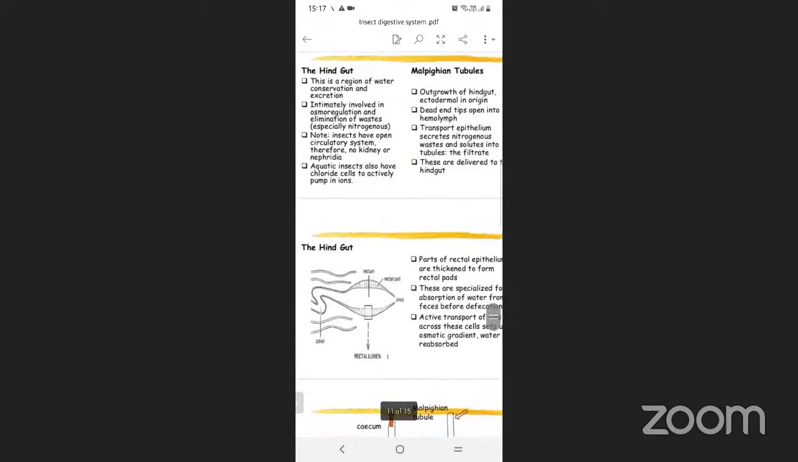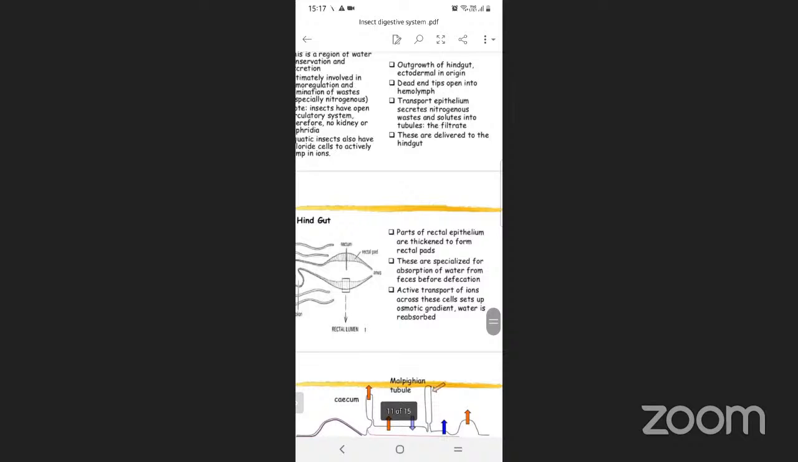In the hindgut region, most parts of the rectal epithelium are thickened to form the rectal pads. Take the example of a cockroach or any insect living in the desert: how are they able to survive with little water? Whatever water content is in the food is reabsorbed in the rectum part. Due to this modification in the rectum region, they are able to survive without any drinking.